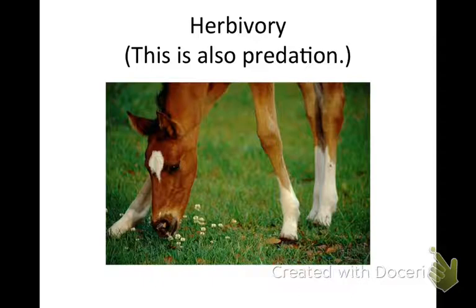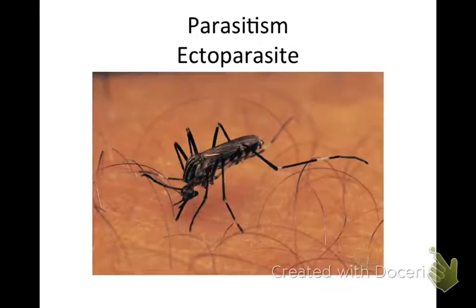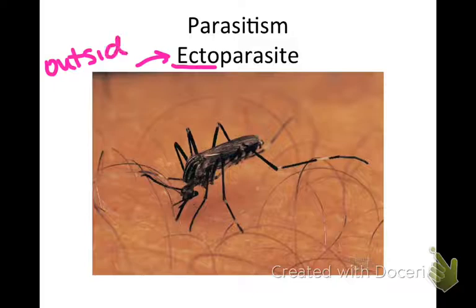To another species. So it's one species hurting another species. And sometimes they say that parasites suck the life out of another species, which is very true. So parasitism, there are two types of parasites. One type is an ectoparasite. Please underline the word ecto and put the word outside. This is a parasite that attacks from the outside. Your example, please highlight, is a mosquito.